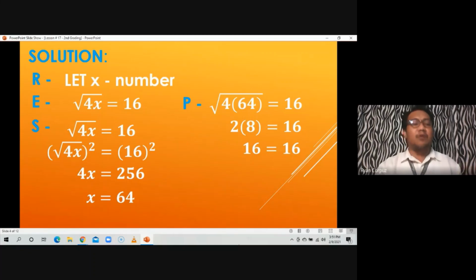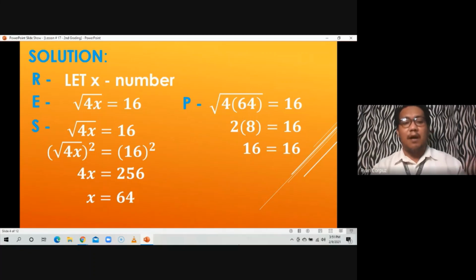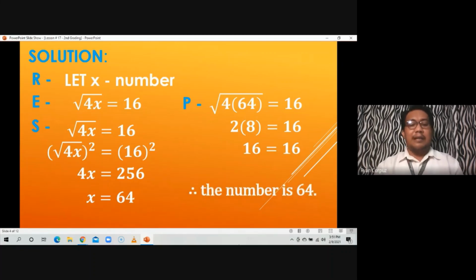So since we are solving worded problems in math, we should always come up with a conclusion in the end. That conclusion is the one that will answer what is asked in the problem. Since we are asking for the number, therefore, on our conclusion, the number is 64. That conclusion will answer what is asked in the problem.